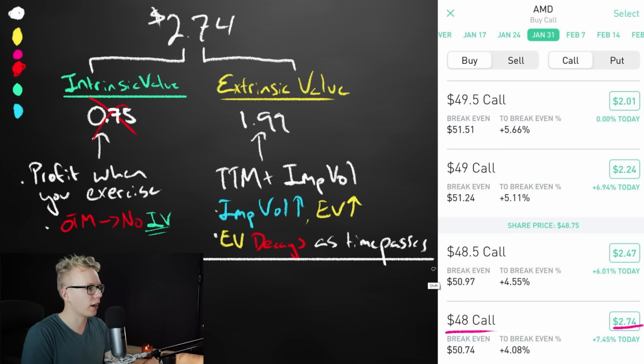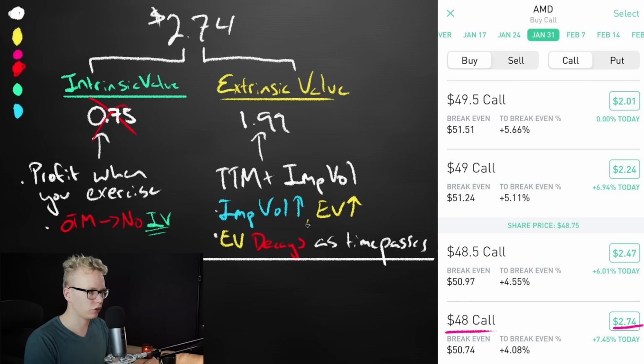This is why you would never, or very rarely, exercise this $48 call before expiration day when you have all this extrinsic value left. You may get to expiration day and all the extrinsic value is gone and you only have intrinsic value, at which point you might as well just sell the option, but you could exercise it as well. Because if you exercise, you'll make $75, or you could just sell this option, which is now worth $75, and make $75. There's really no difference.